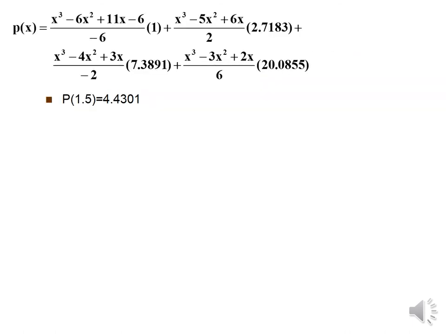So we have to calculate the value in terms of x. So if we simplify it, we will have a polynomial in x. It can be further simplified, and in the question we have to find out the value of e to the power 1.5. So we put 1.5 in the above polynomial, that is x is equal to 1.5, and get this value 4.4301. Thank you.